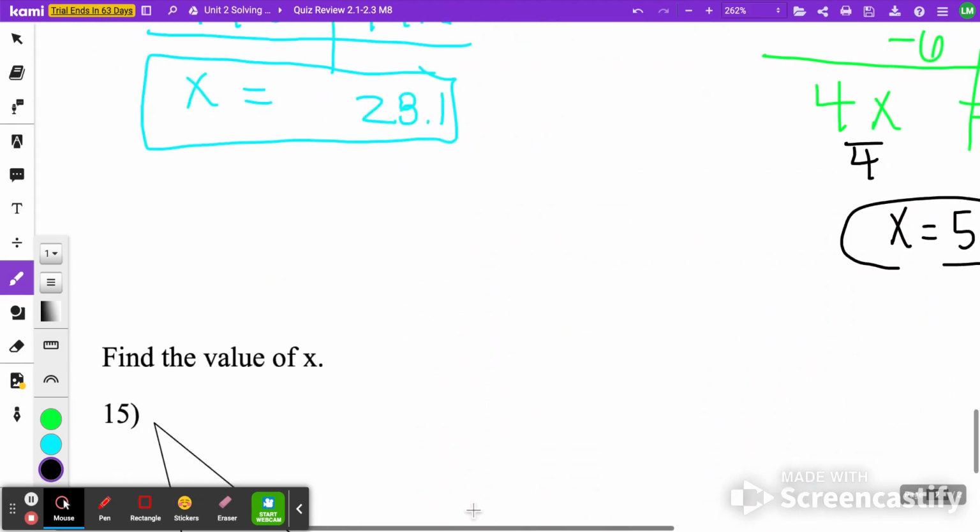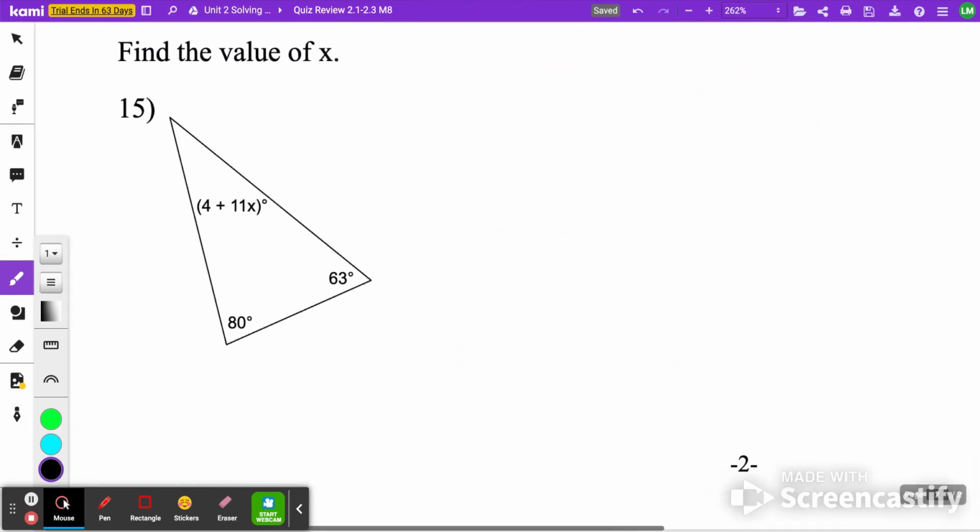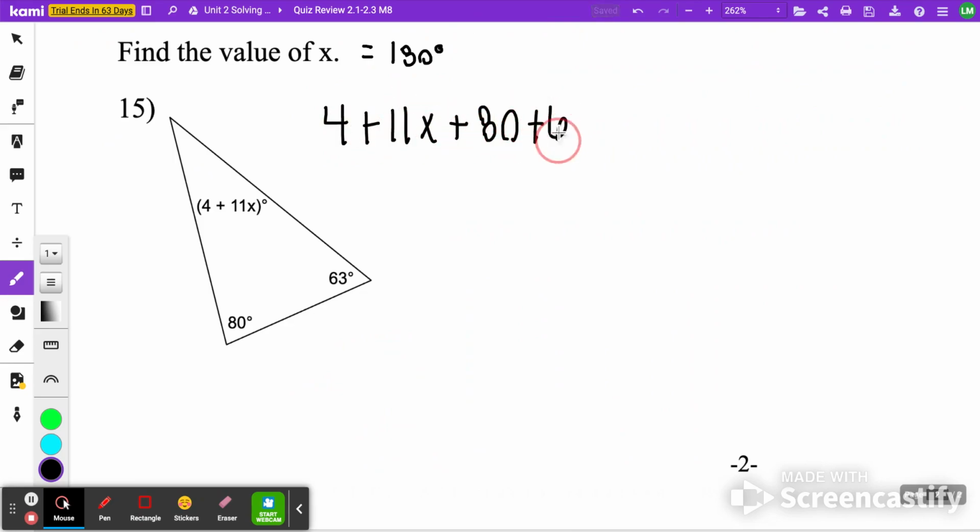The very last one, number 15, is a triangle question. Again, we know that triangles are equal to 180 degrees, so let's write an equation to help us find the value of x. We have 4 plus 11x plus 80 plus 63 equals 180. Again, this is one way to solve it. If you solved it a different way, by all means, be my guest.